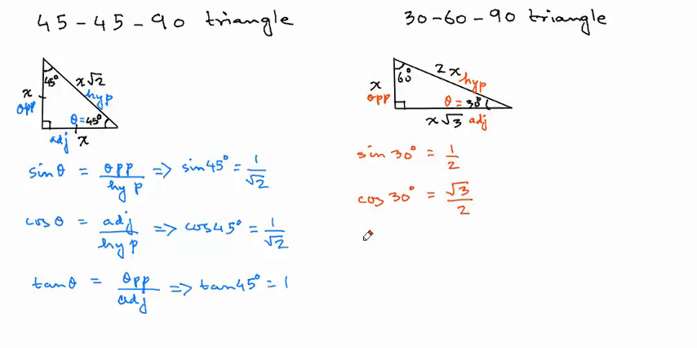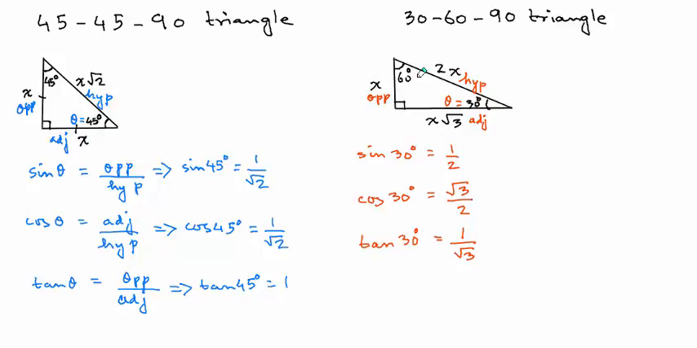And finally, tangent theta, or tangent 30 degrees, theta is equal to 30 degrees in this case, is opposite over adjacent. When this is theta, opposite is x, adjacent is x square root of 3. If you divide this with this, cross off the x with the x, you have a 1 on the top, so it becomes 1 over square root of 3.